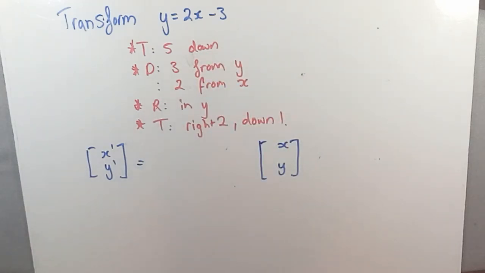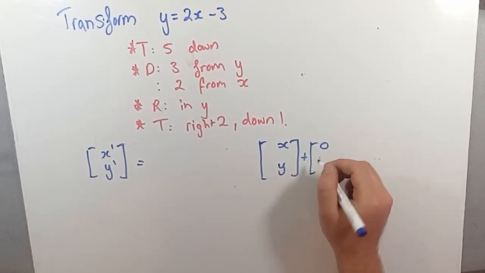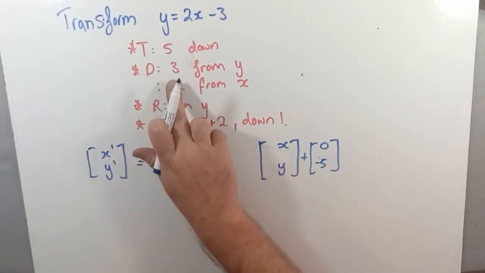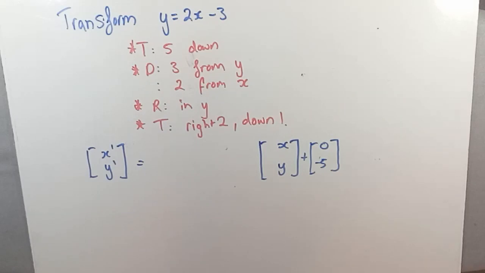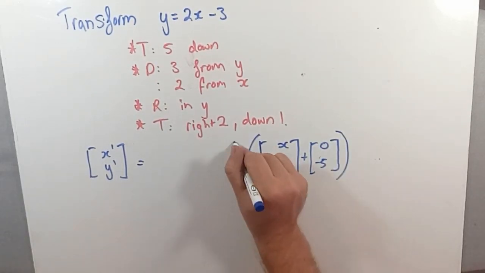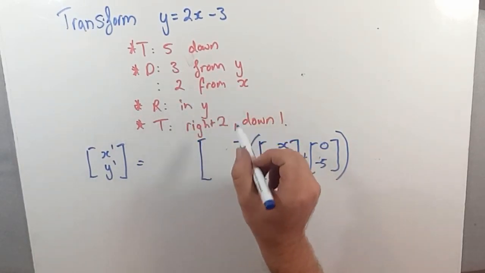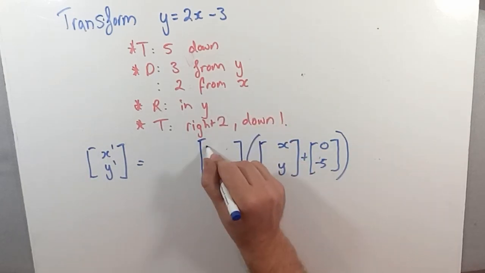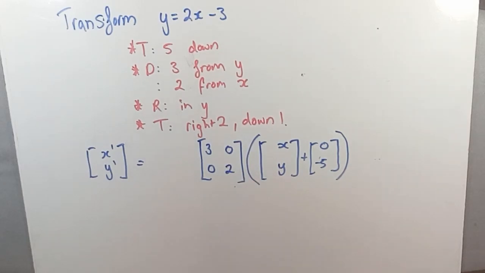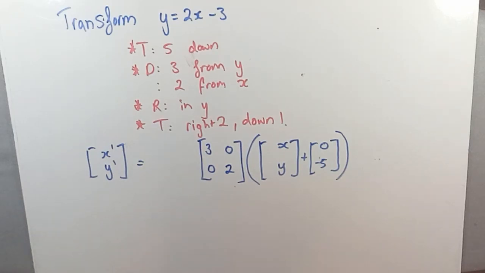So to translate down 5, I'm not moving it right or left. I'm just going to go down 5. And then I'm going to dilate it 3 from y and 2 from x. So I need to put brackets around this, and I'm going to pre-multiply all of that by 3 from y and 2 from x. 2 from x is parallel to y, and 3 from y is parallel to x. So I've got that there.